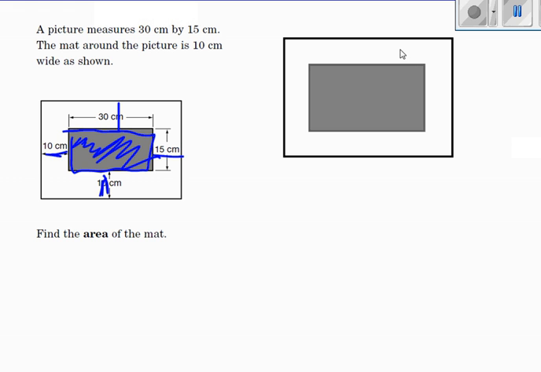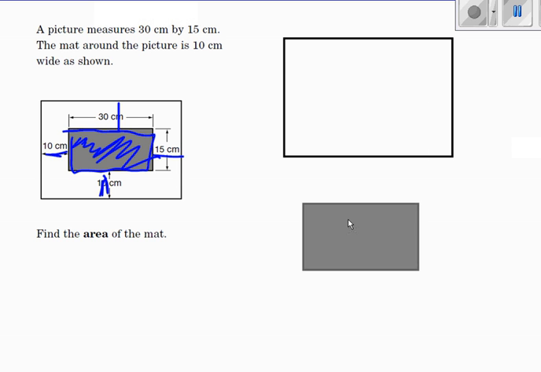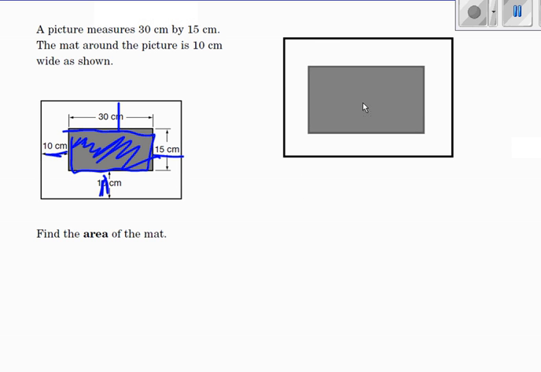Okay, so for me to find the area of the mat, and again, that's just this white area here, how am I going to do it? Well, I want you to think of this as a composite figure. Basically, what I have is a large white rectangle, and then I've cut part of it away, and the part that I've cut away is also the shape of a rectangle.